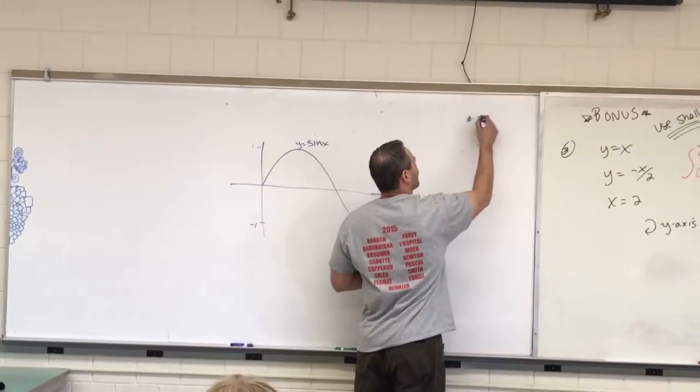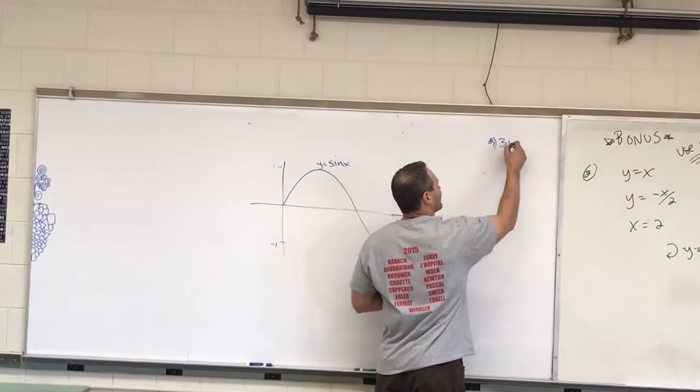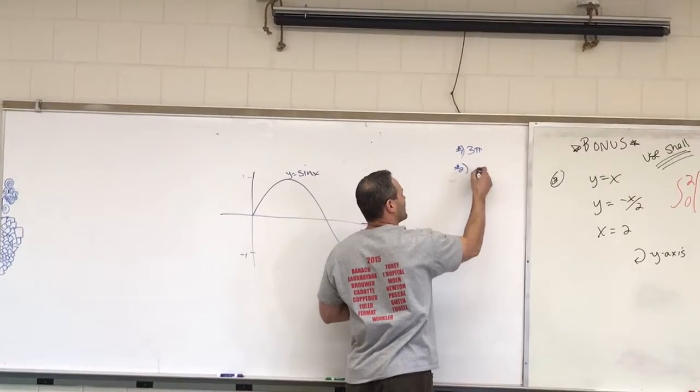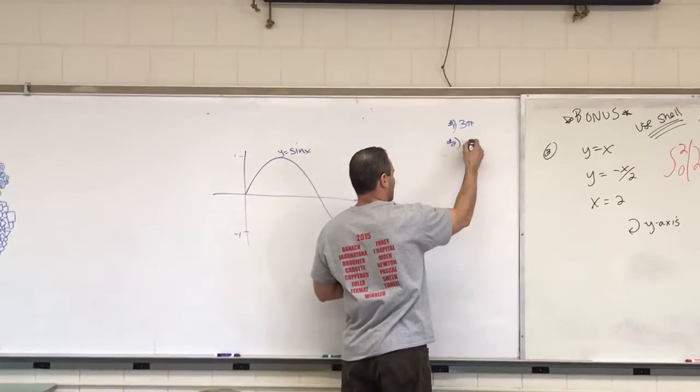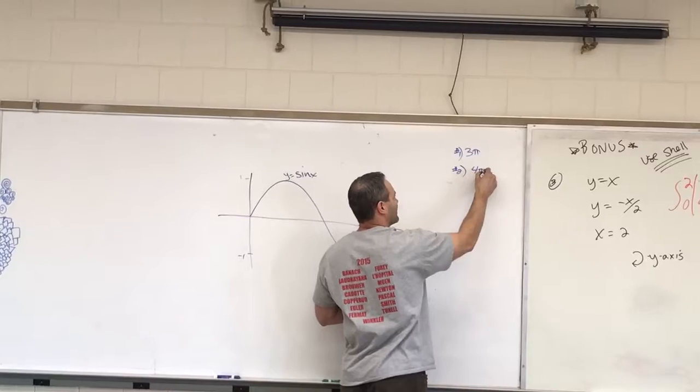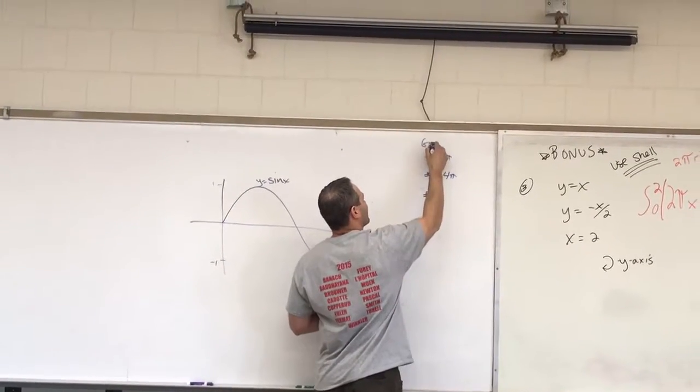Guess number 1, 3 pi. Guess number 2 is 4 pi. Did you take 4 last time? I also did this last night. I don't have a better guess.